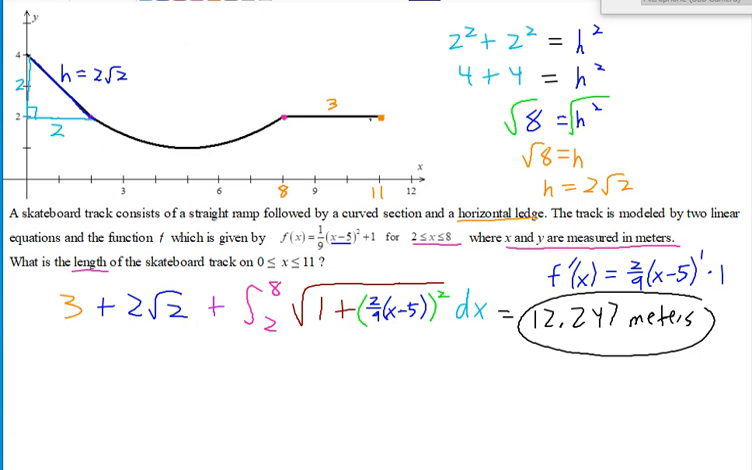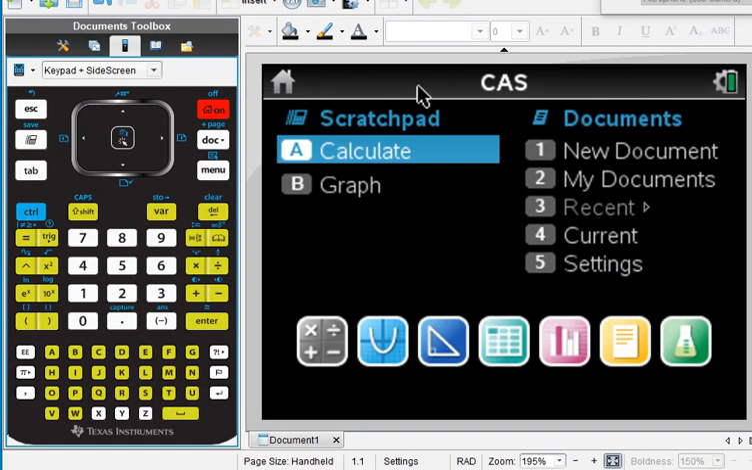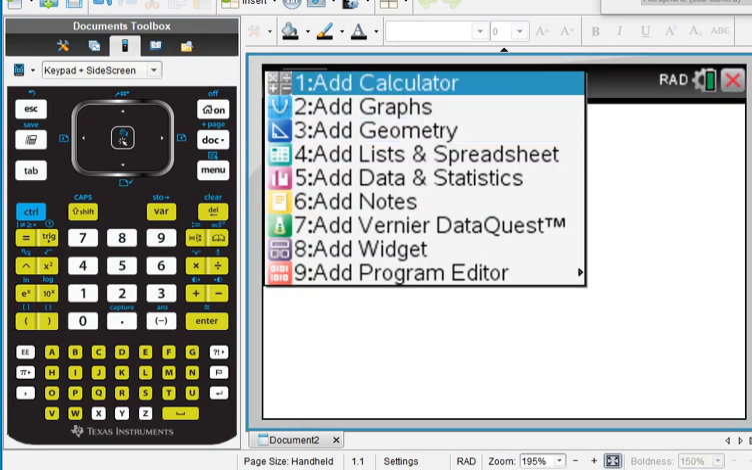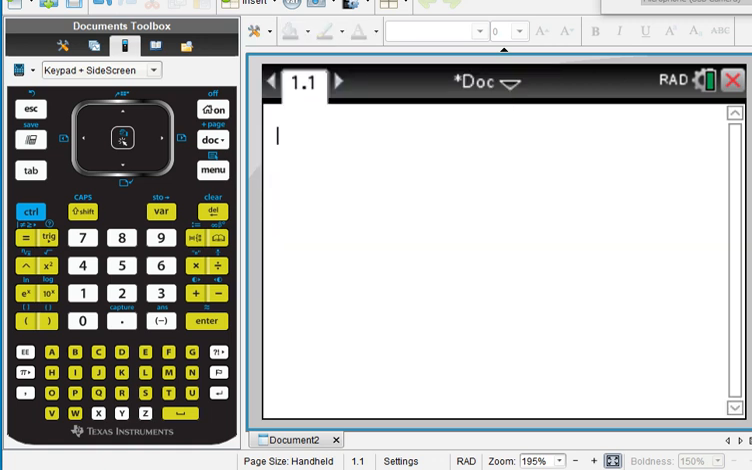All right, now let's just double check. Let's use the Inspire. And the newer 84s have a similar format in terms of the integral part, what it looks like on the Inspire. So for the Inspire, we just, new document here. We can just add the calculator. We don't really need to graph this one.